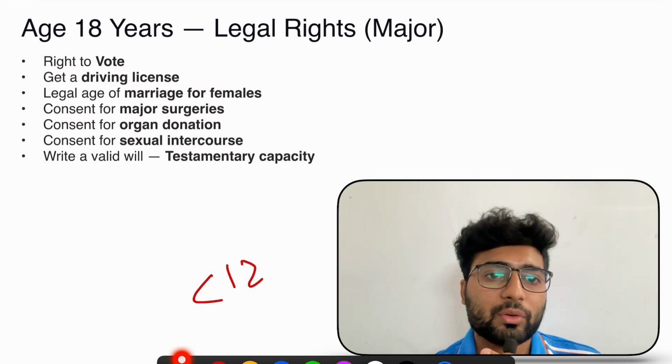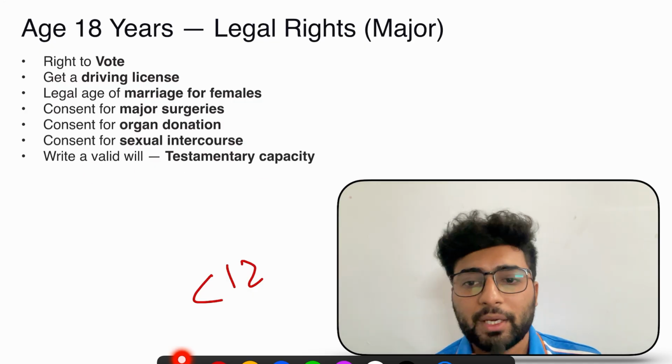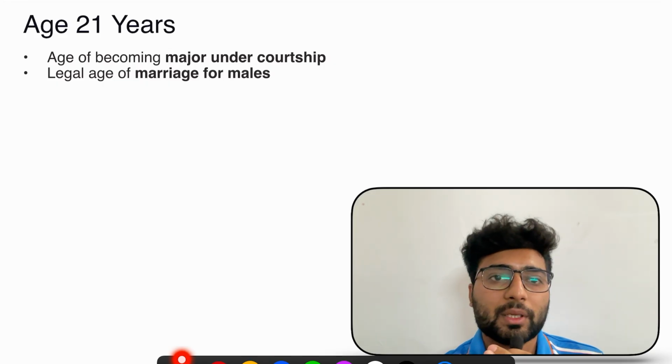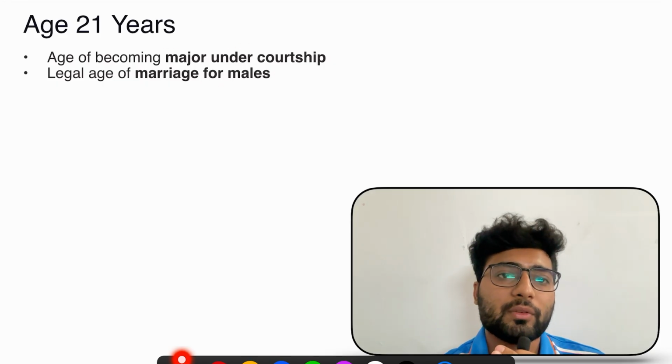Consent for sexual intercourse and testamentary capacity, which is writing a valid will, all is given at the age of 18. Now at the age of 21 he becomes a major, and it's the legal age of marriage for boys.